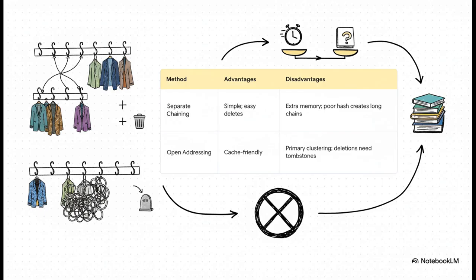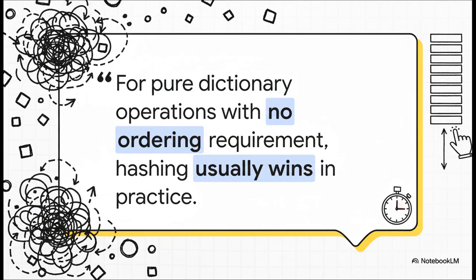This is more like the attendant saying, whoops, hook 57 is taken. Just try hook 58. It keeps everything neat and tidy in one big array. But you can see the problem, right? You can get these big pileups or clusters all bunched together, and getting rid of an item is a pain. The main takeaway here, there's no free lunch. It's always a trade-off.